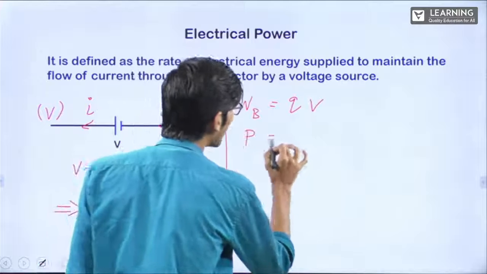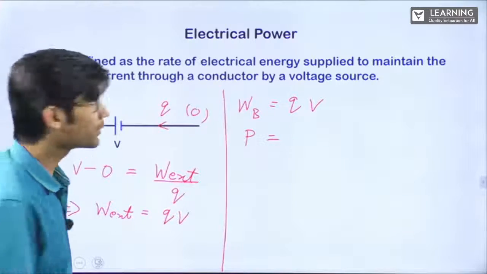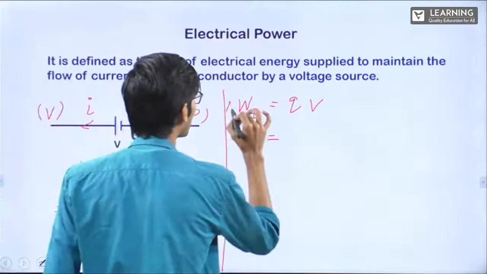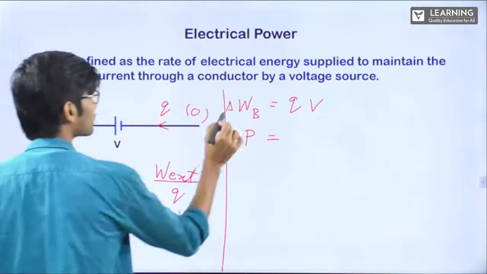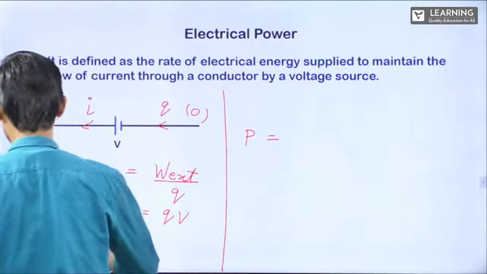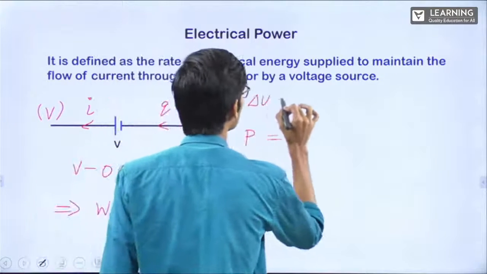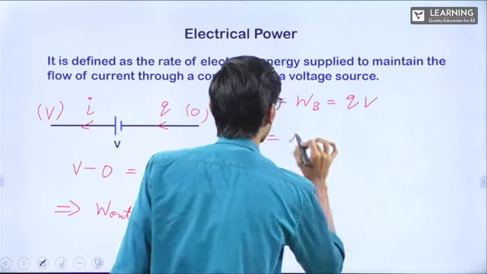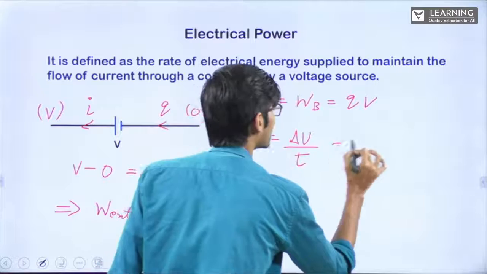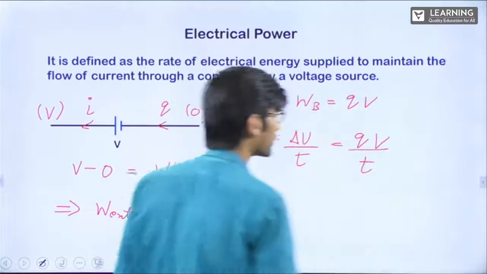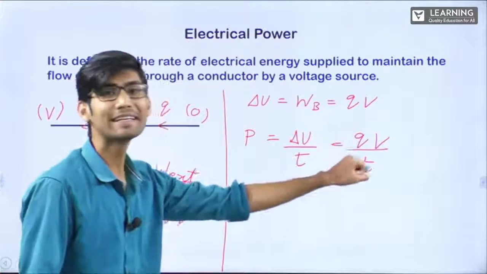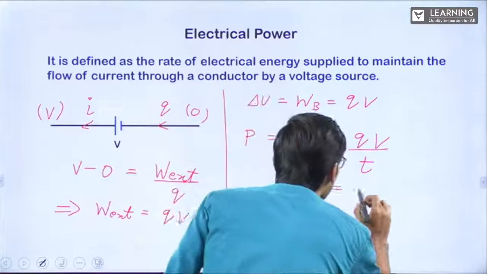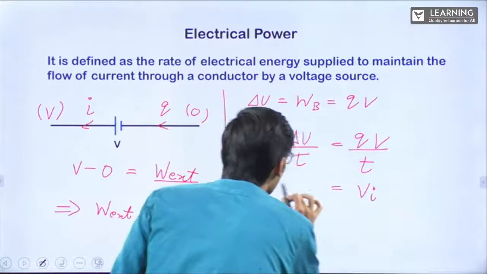Power is the work done by the battery per unit time, or energy supplied per unit time. Energy is nothing but delta U only. Correct? Delta U is equal to the work done by the external agent or the battery, that is QV. Delta U by T, that is QV by T. Yes or no? And what is Q by T? Charge per unit time, that is current. So writing it as current, this will be V into I.